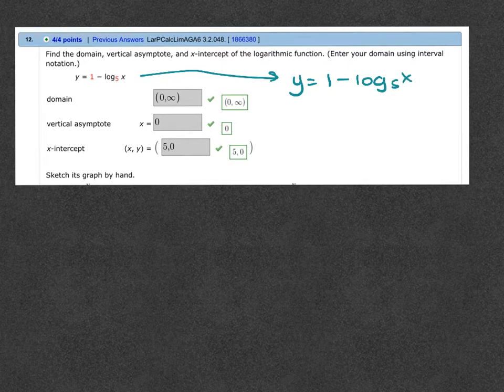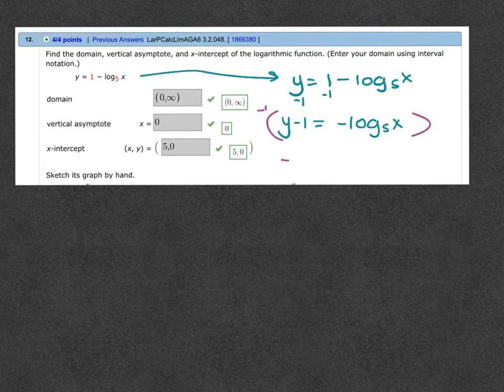Before I can convert it to exponential, the log has to be the only thing on the side by itself, which means I need to subtract the 1 from both sides. So I get y minus 1 equals negative log base 5 of x, and that's still not by itself. I have to get rid of the negative, so I can multiply everything by -1. Negative y plus 1 equals log base 5 of x. And now I can convert it into exponential.